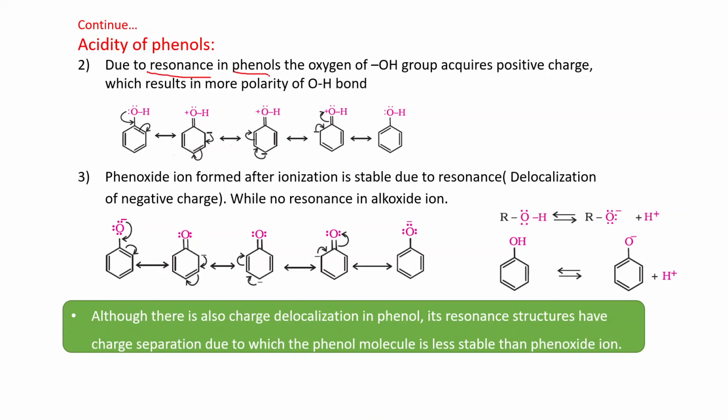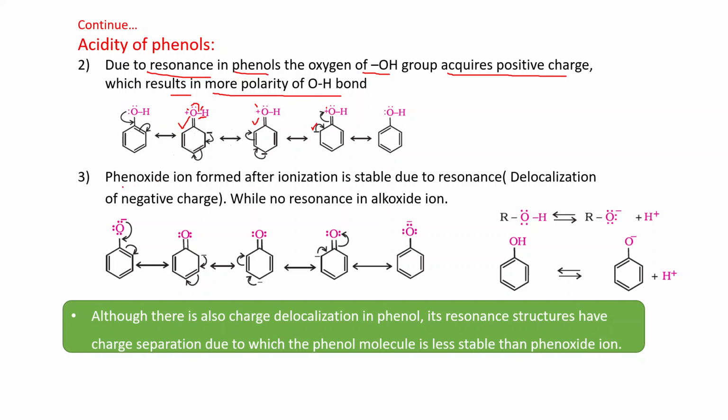Second reason: due to resonance in phenols, the oxygen of the OH group acquires a positive charge, which results in more polarity of the OH bond. You can see these are the resonating structures. Now see these three structures. In these, oxygen acquires the positive charge, and due to this positive charge, this OH bond becomes more polar. Because this partially positively charged oxygen has the tendency to attract the shared pair of electrons towards itself, that's why this bond becomes more polar. The more polar the OH bond, the stronger the acid.